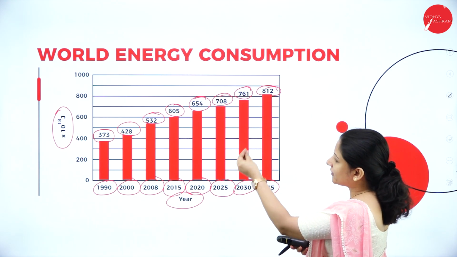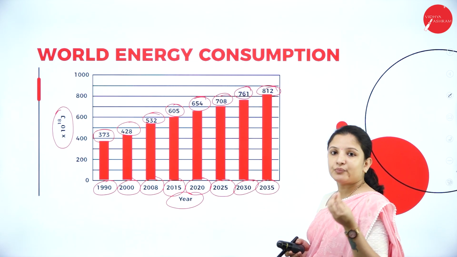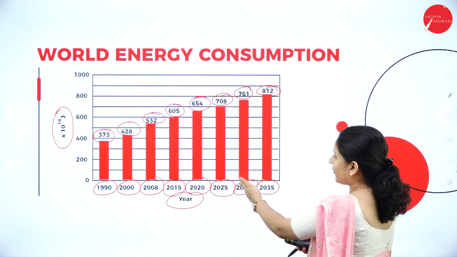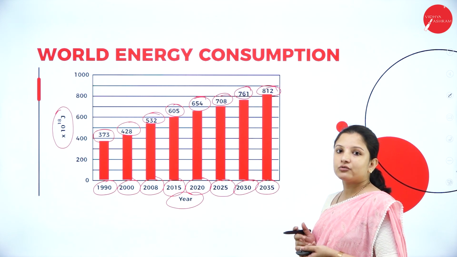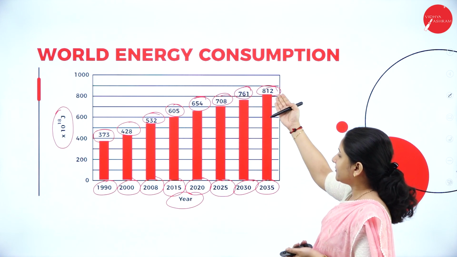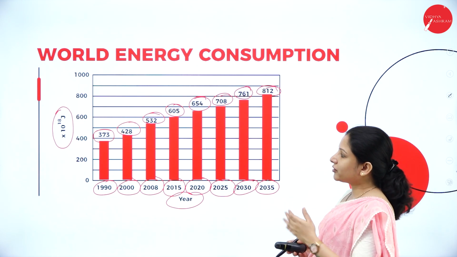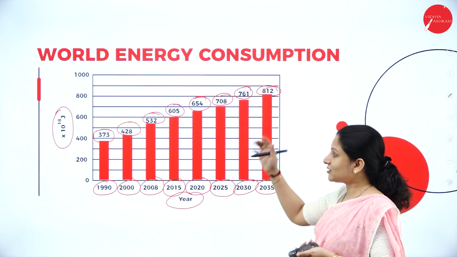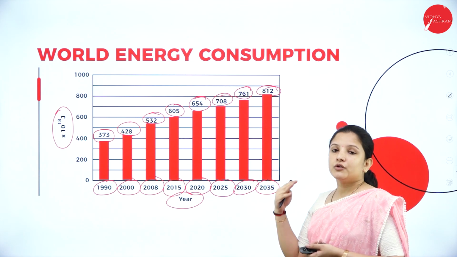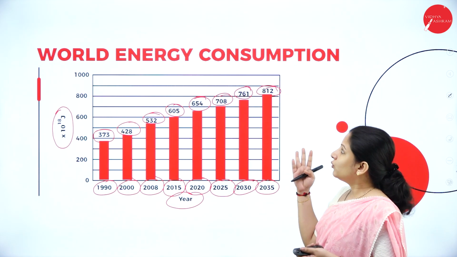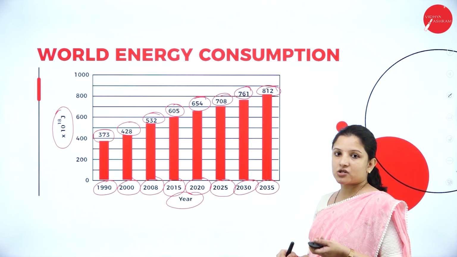So see, from where it started in the 1990s, the energy demand was just 373 into 10 to the power 18 joules. But in 2020, somewhere around 2022 also, it is 654 into 10 to the power 18 joules. And it is doubling. By the time we reach 2035, it will double to 812 into 10 to the power 18 joules. So this is how fast the global energy demand is increasing. Again, why? Because of the growing population. So this is about the world energy consumption, wherein a statistical or graphical representation has been given.